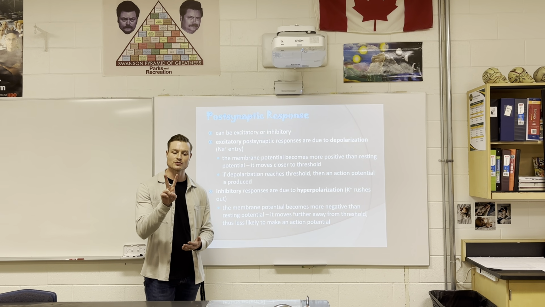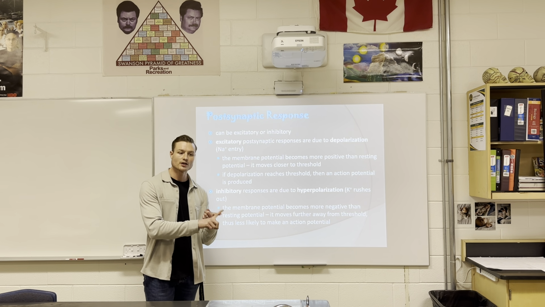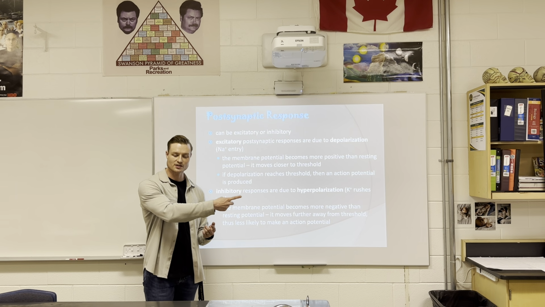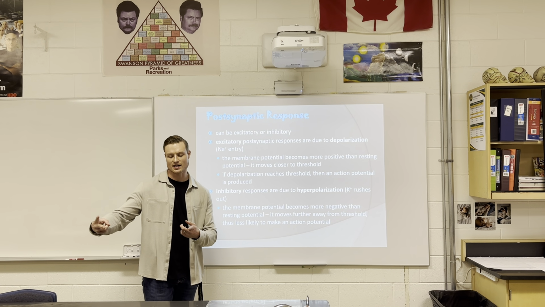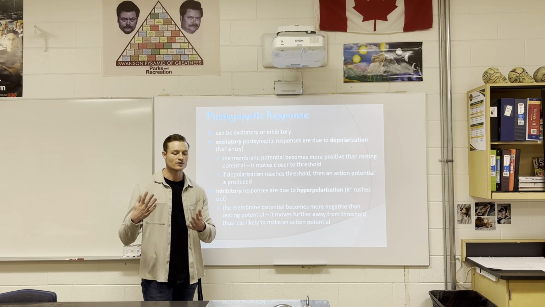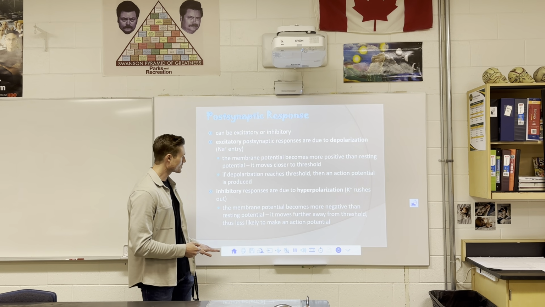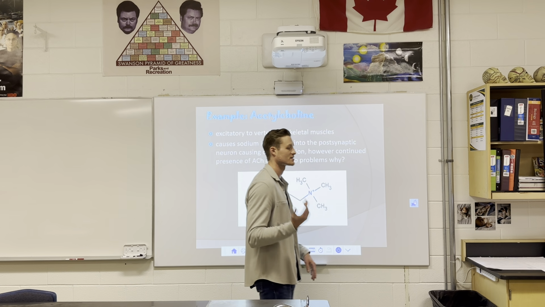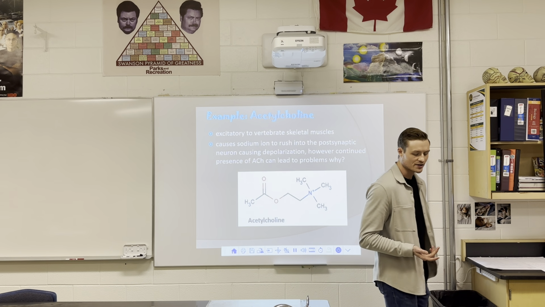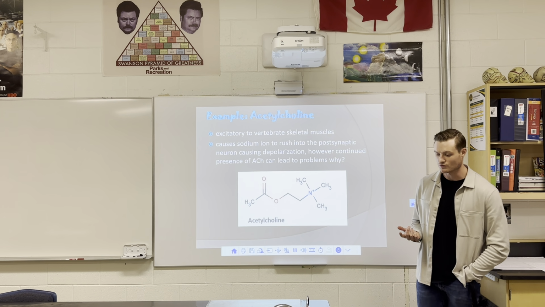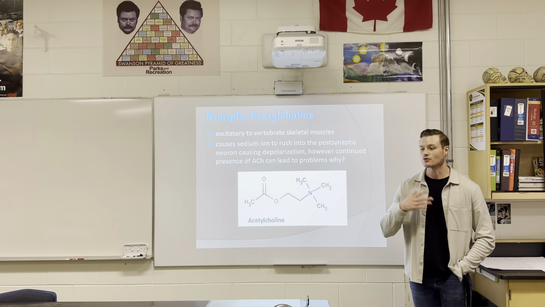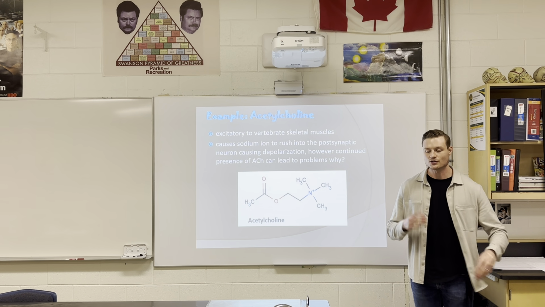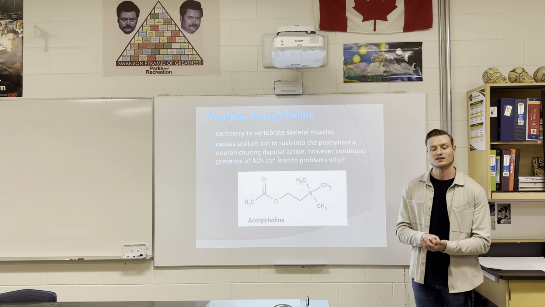So two types of neurotransmitters. Excitatory will open sodium and continue the signal. Inhibitory will open potassium and prevent the signal from going any further. So here's what a neurotransmitter looks like. This is a very common one as well. It's called acetylcholine. Acetylcholine is a neurotransmitter involved in muscle movement. So if you want to move muscles in your muscular system, the neurotransmitter involved with that would be acetylcholine.